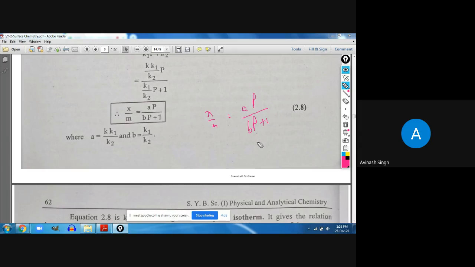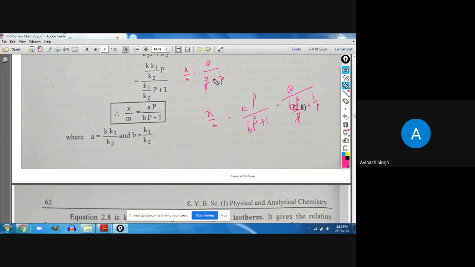If I divide by P in the denominator, क्या हो जाएगा? A divided by BP divided by P plus 1 upon P. आएगा ऐसा? Yes, sir. P कैंसिल हो जाएगा. सो x बाई एम कितने के बराबर हो जाएगा? A upon B plus 1 by P.